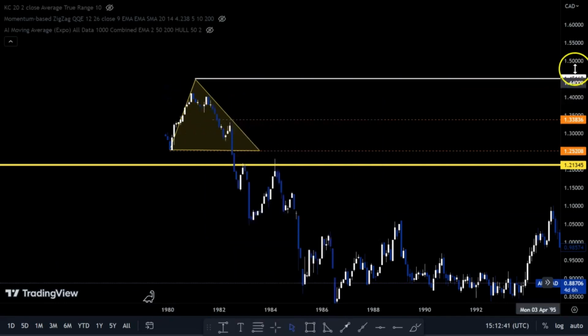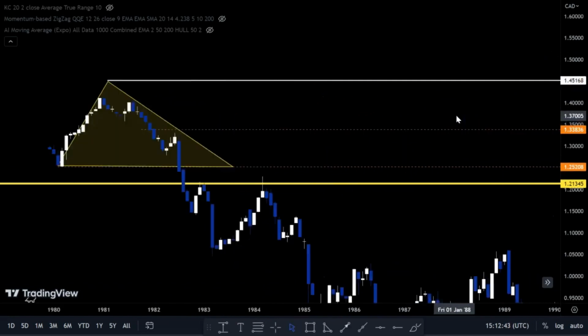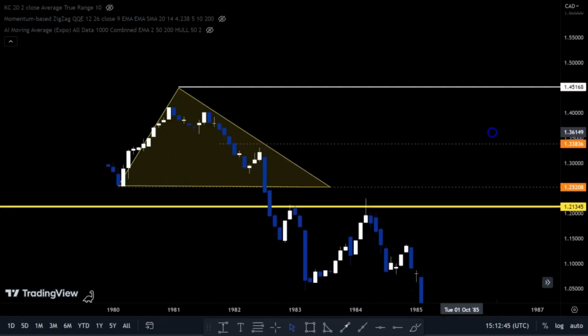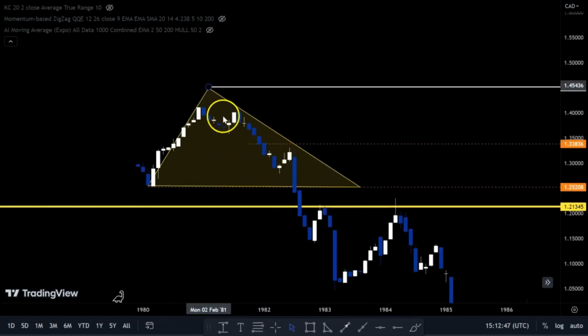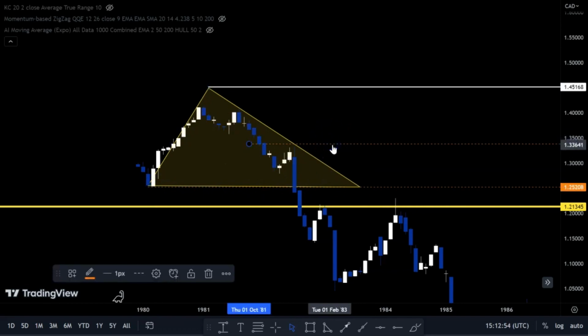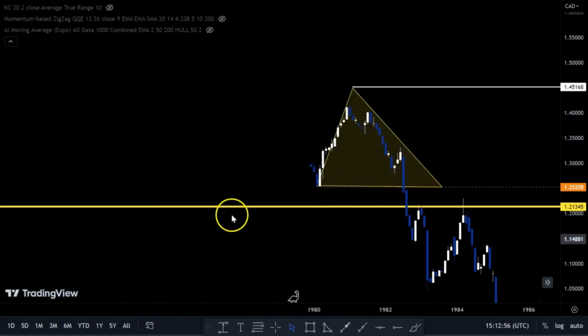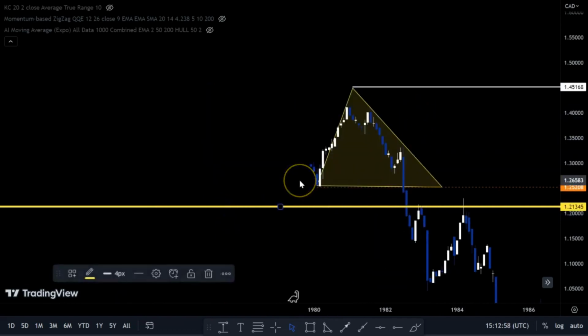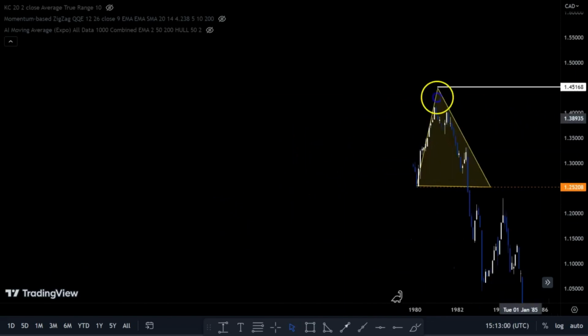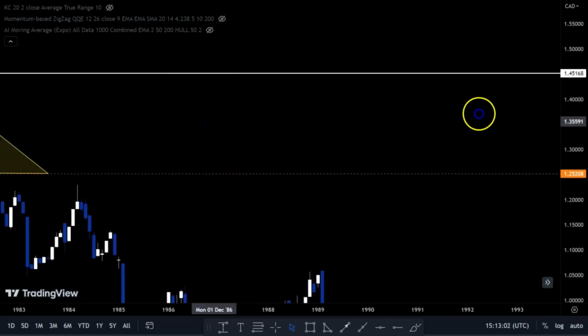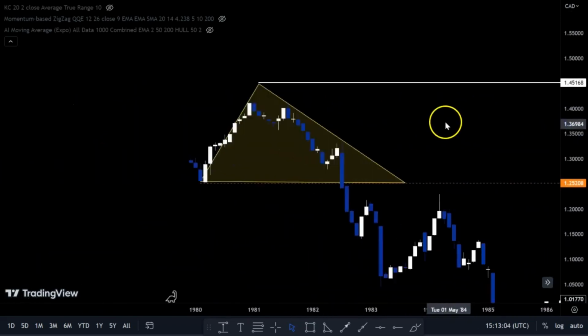And make it white. According to your peak, this is your resistance, and here you have your support. So let me remove this. So let me now remove these things, and let's go through the market with our peaks and valleys. So let me make this very visible.